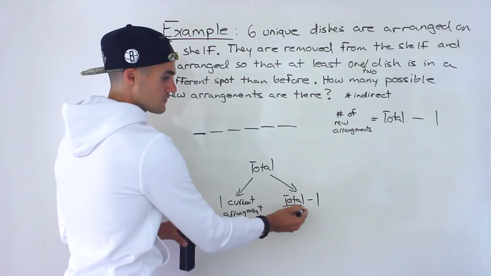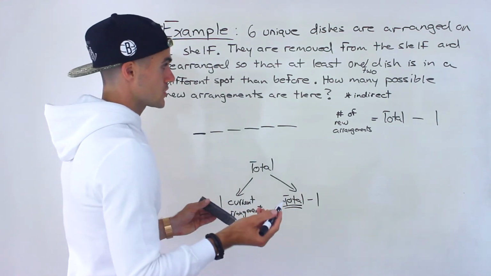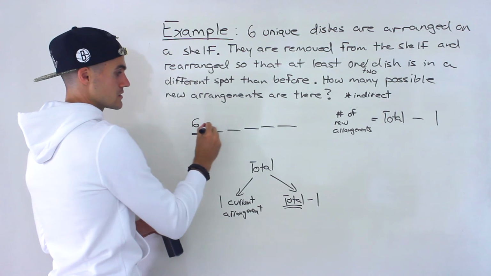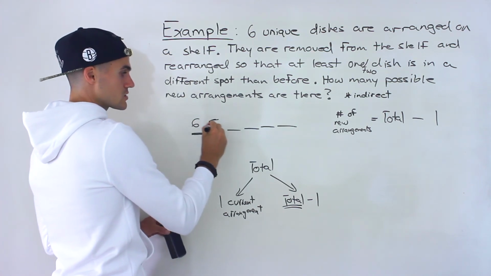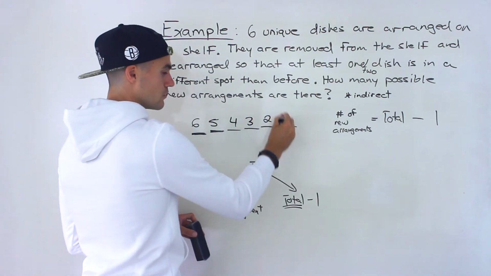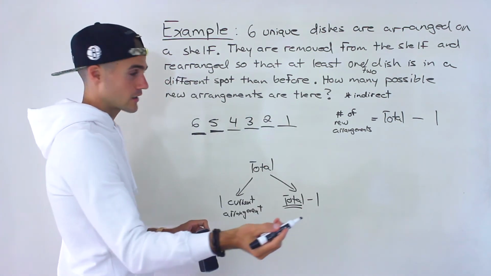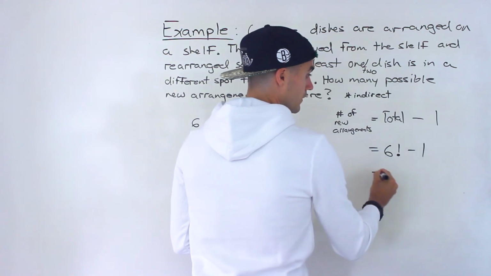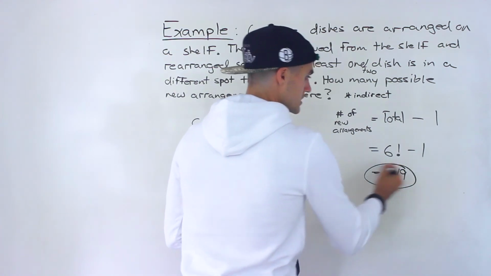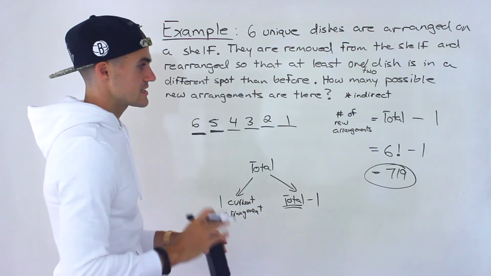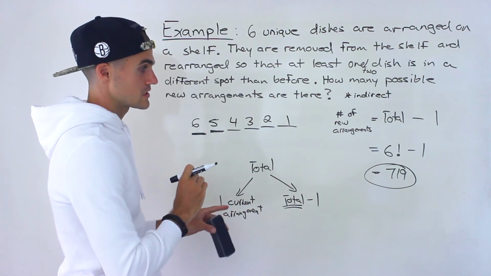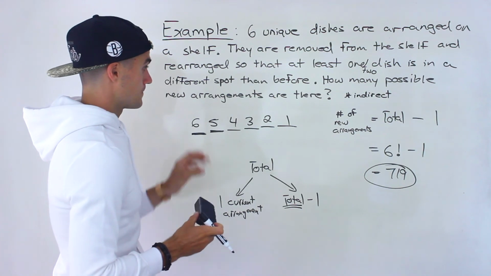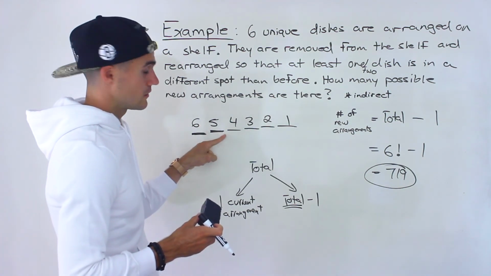So really all we have to do is find out what are the total arrangements with no restrictions. And that's pretty easy. How many ways can we arrange this first spot? 6 ways. Then this spot, well, 1 is already taken here, so there'd be 5 left. Then 4, then 3, then 2, then 1, which is just 6 factorial. And so the answer to this would just be 6 factorial minus 1, 720 minus 1, 719. That's the answer, right? 719 other arrangements that can happen other than the current arrangement of the dishes.